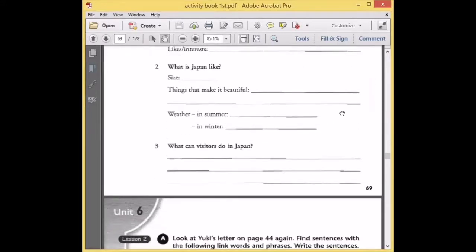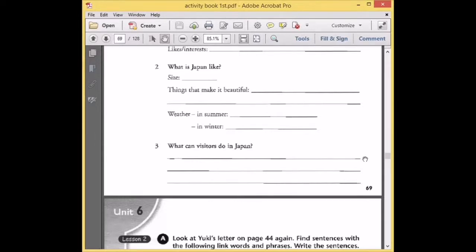Now, what can visitors do in Japan? According to Yuki's letter, they can visit Disneyland, go to a baseball match, or learn to do judo. They can visit lovely gardens or go to see a traditional Japanese play. So that's it for lesson 1.